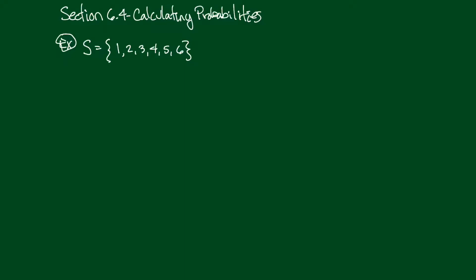Now here in section 6.4, we're actually going to calculate some probabilities. The way we're going to do this is we're going to assume that this sample space, S, is what is called an equally likely sample space. And that means that every individual event in the sample space is just as likely to be selected as any other. So if we were to randomly select a number out of this group here, we're just as likely to get a 1 as a 2, or a 3, or a 4, right?